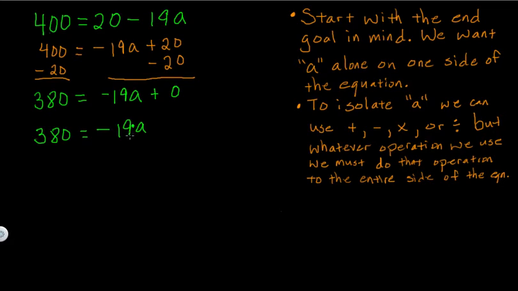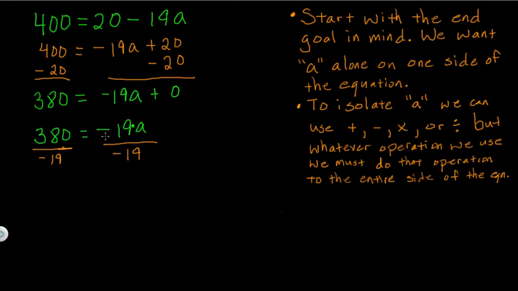So to get rid of the negative 19 being multiplied by A, I want to divide both sides by negative 19. And the key here is that we're dividing not just by 19, but by negative 19 on both sides, so that the negative 19, the coefficient that's being multiplied by A, will cancel out. All right, so we'll divide both sides by negative 19.